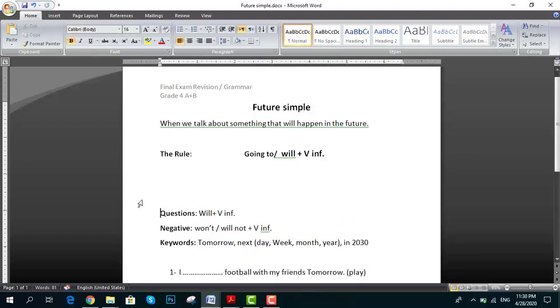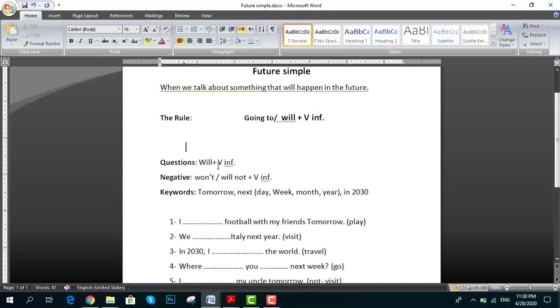Sorry. So in the question, before talking about the keywords, we have will plus verb infinitive, and we start the sentence or the question with will. Don't forget to add the question mark, okay? And in the negative, we have won't or will not. Won't is the abbreviation of will not plus verb infinitive.